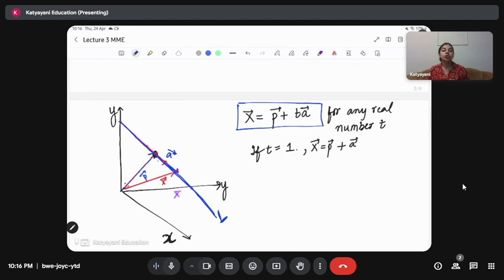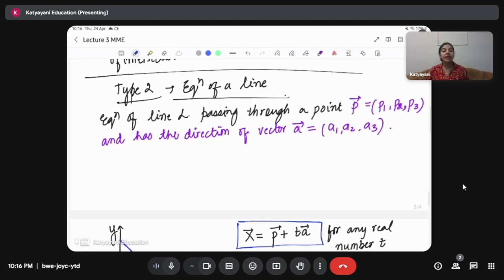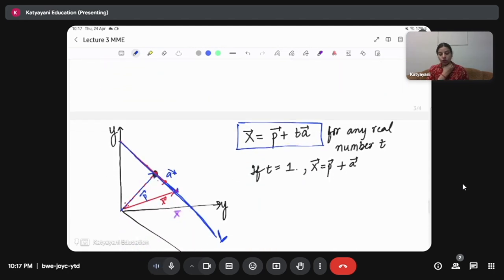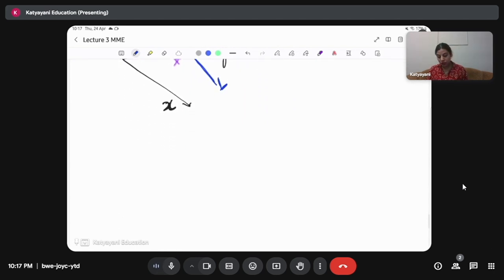So the equation of the line would be all those vectors x which satisfy this particular equation. That is, you're adding t times a to your vector p, where a is the direction in which you want the line, and p is the point through which the line should pass. So the equation of the line passing through point P and having the direction of vector A is this. So let's try to do one question based on this. Let's do a question.